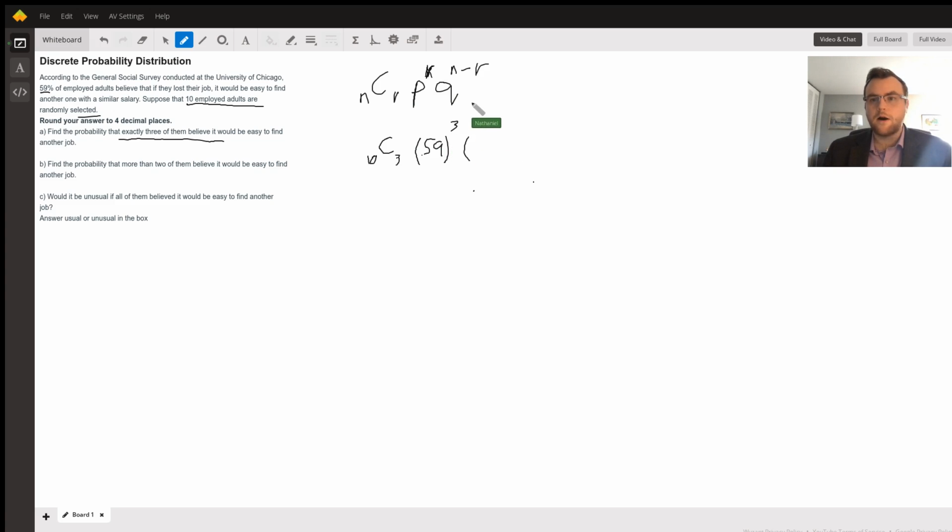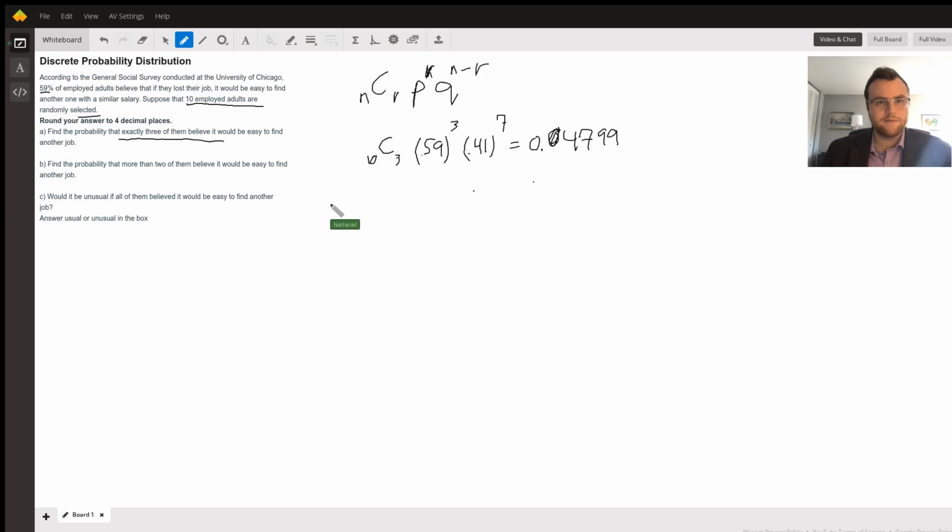And then our probability of non-success is just 1 minus this, so that becomes 0.41. These both have to add to 1. And for this, we do the probability to the 7th power. When we do that calculation, we will get 0.047999. So this means there is a 4.799% chance that out of a population of 10, exactly 3 of them will believe it. You get the gist of it. So on to the next one.